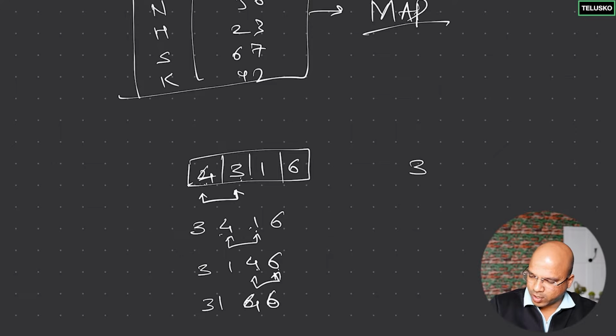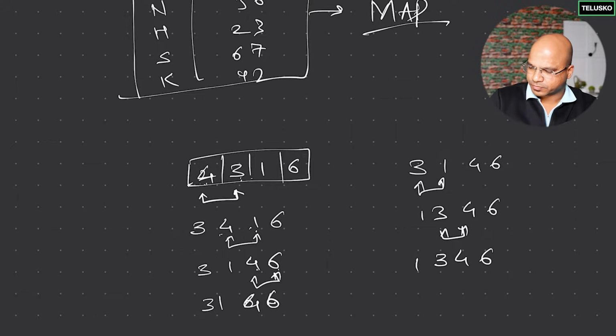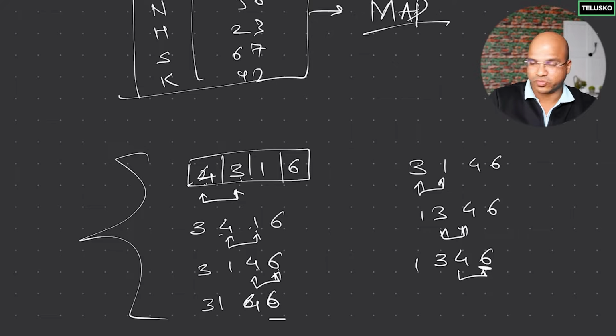Now, once you have 3, 1, 4, 6, we'll do this iteration multiple times. Again, you will compare these two. This will be 1, 3, 4, 6. Then these two, it will be 1, 3, 4, 6. Now, we don't have to compare the last two because in the first iteration, the biggest value comes at the end. So we have to do that only 3 times.